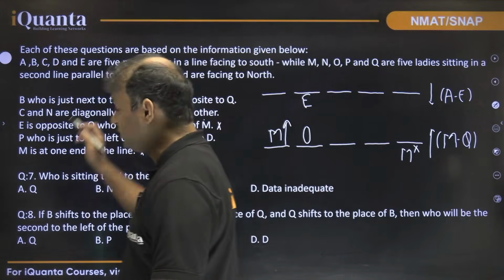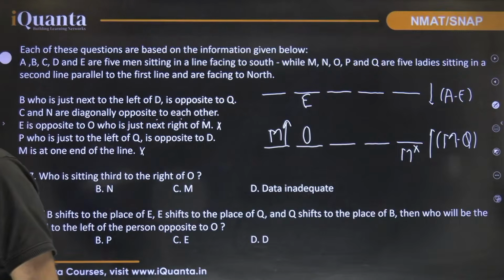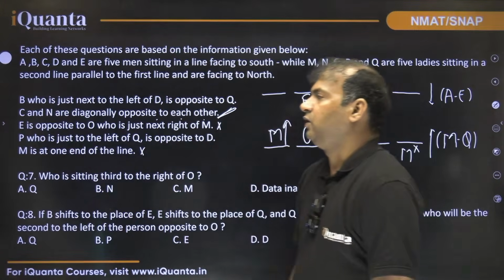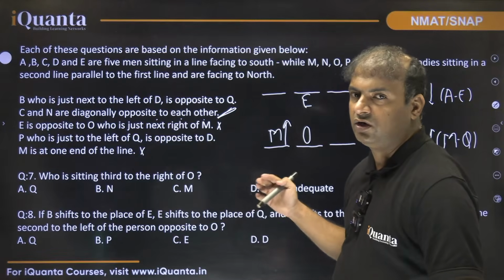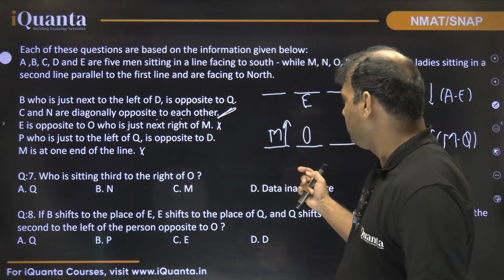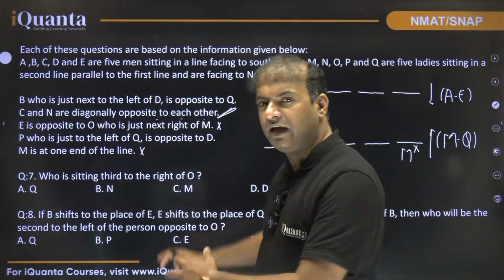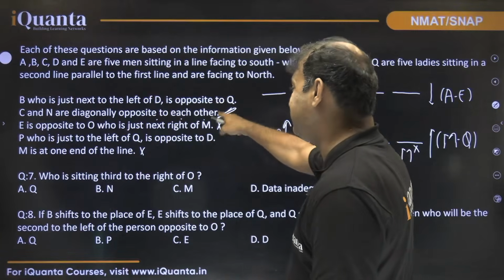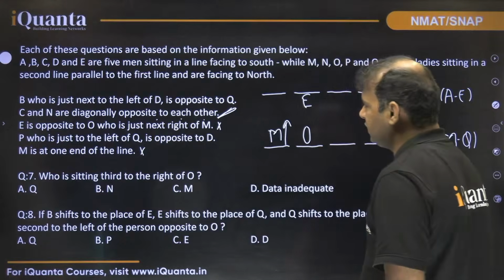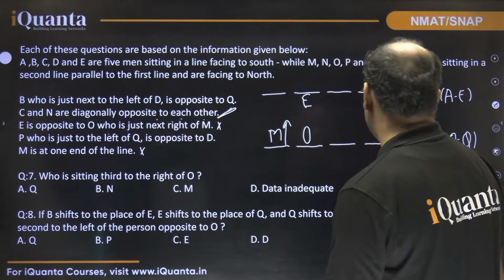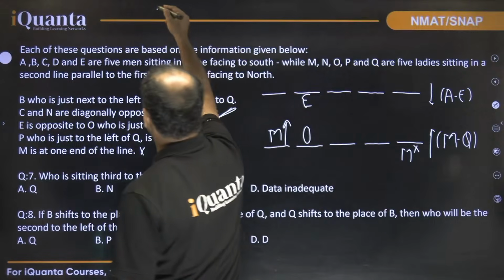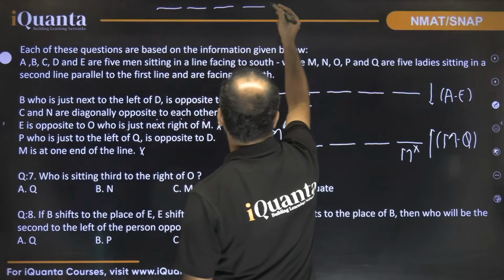Guys, look at the information about C and N, right? They are saying they are diagonally opposite. When they are saying diagonally opposite, a lot of arrangements can get cancelled out if we have arranged even a few of them, right? Let me show you how. They are saying C and N are diagonally opposite. Guys, remember what the possibilities are for diagonally opposite? Let me draw somewhere else, so that it will be easy for you to understand.